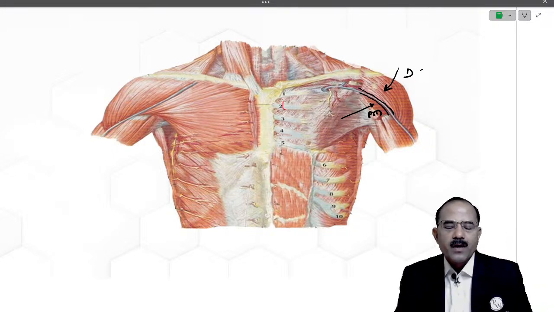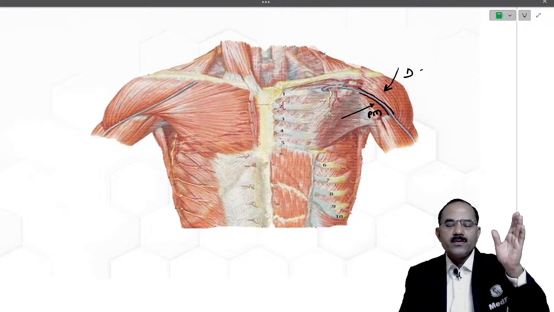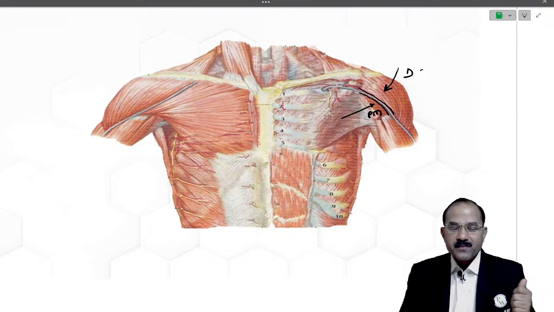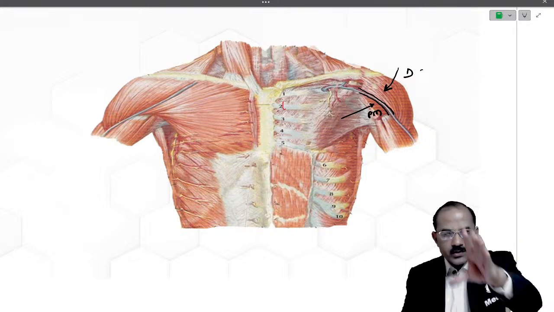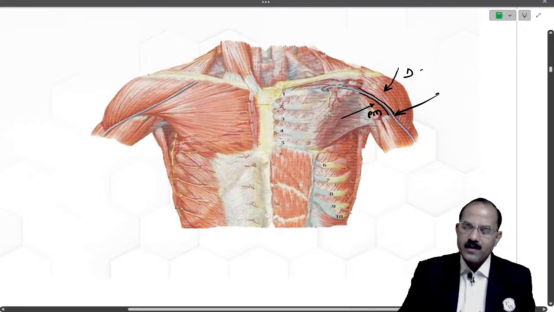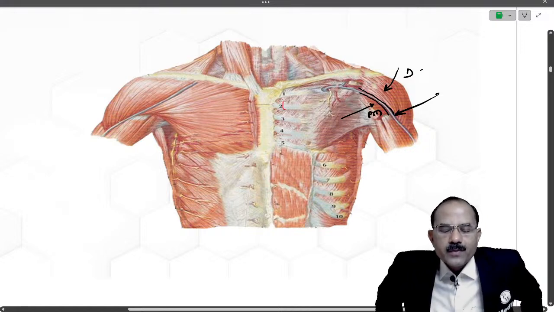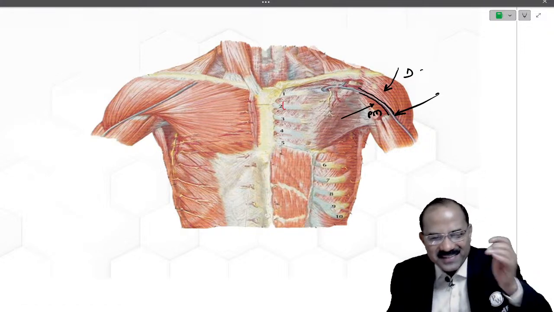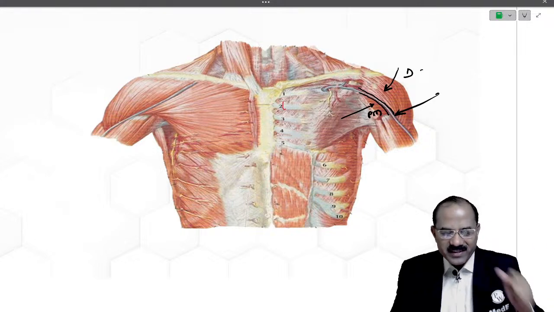Deltopectoral groove. And who lies in this deltopectoral groove? Any guesses? Come on, students. Structure lying in the deltopectoral groove. A very important MCQ for you. You can see the structure here. Come on, you can answer this. The cephalic vein.